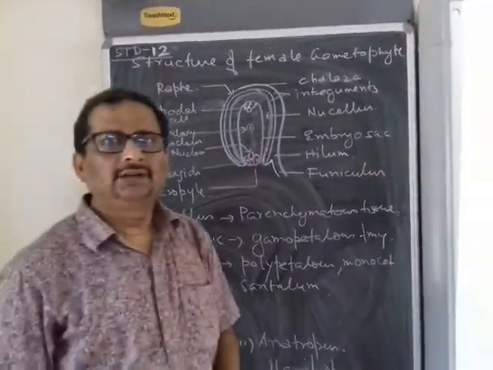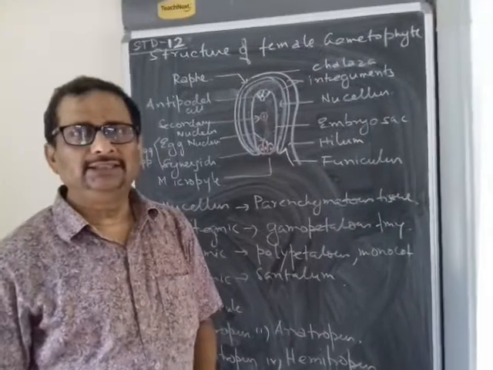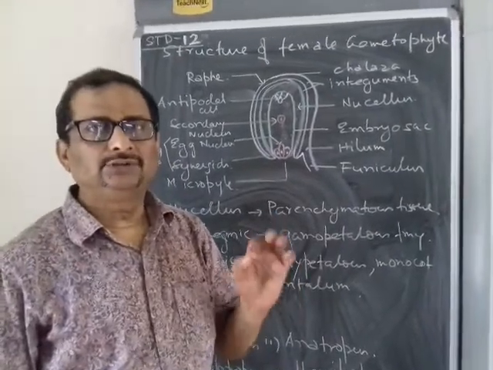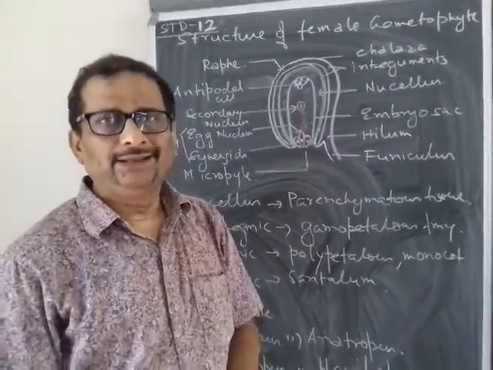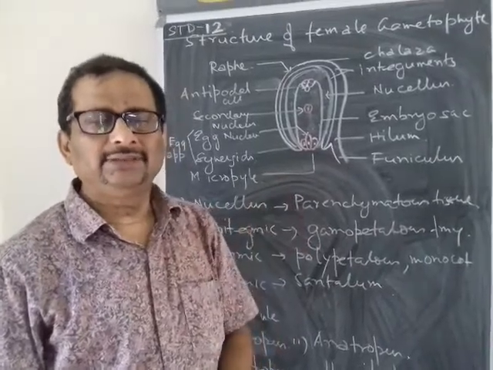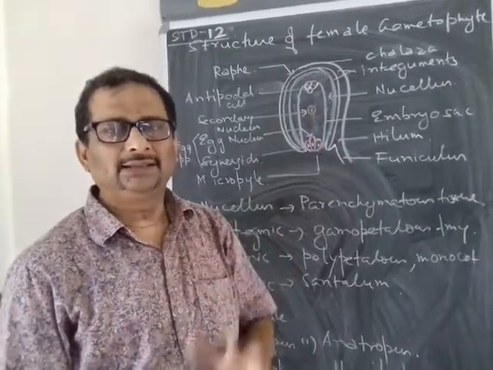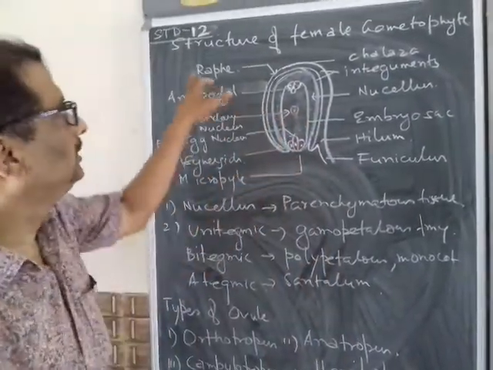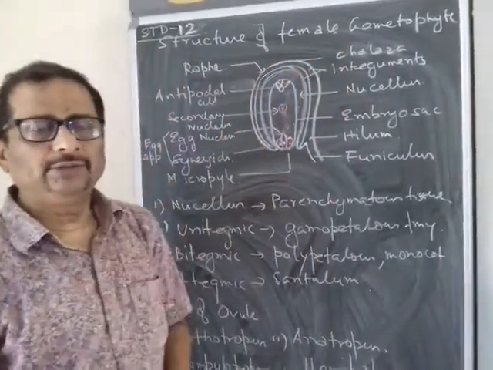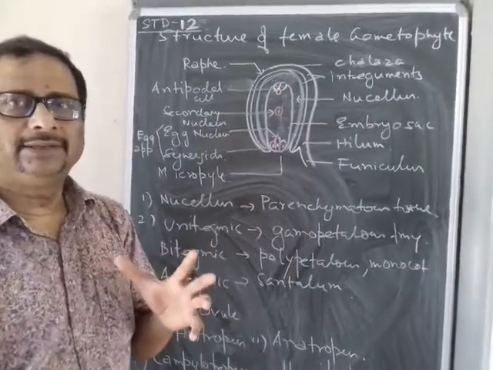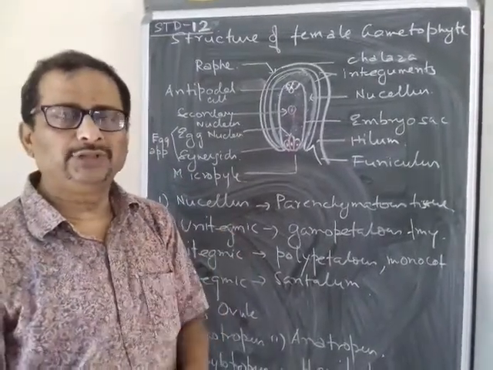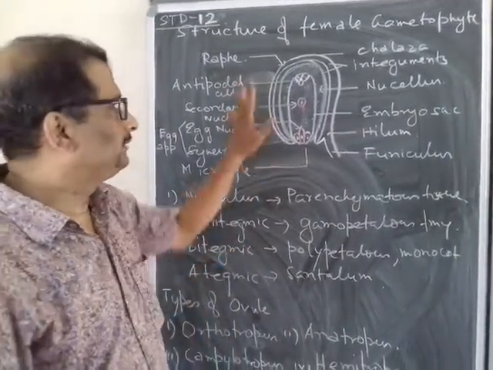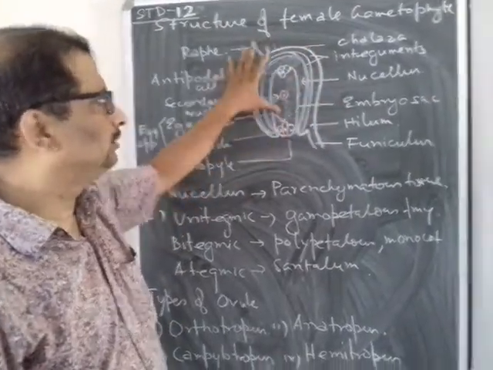Good morning students. For standard 12 we are going to continue with the chapter on sexual reproduction in plants. In the last class we discussed the male gametophyte, the development of the pollen grains. Today we are going to discuss the structure of the female gametophyte and the development of the female gametophyte from the archesporial cell. Let us first discuss the structure of the ovule.